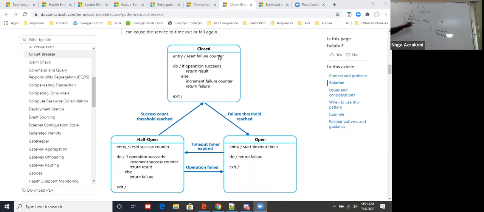So the idea of circuit breaker is, if you know that this is not responding correctly, or is unlikely to succeed, you fail immediately. You don't hold the resources for so long, and you fail this service immediately, so that this can continue to serve other requests.